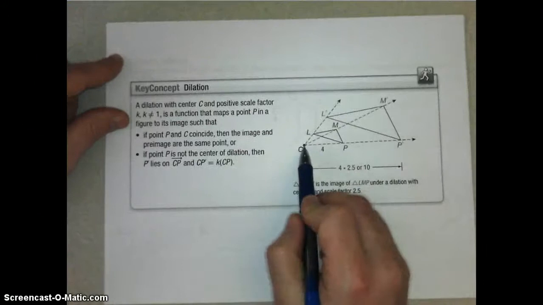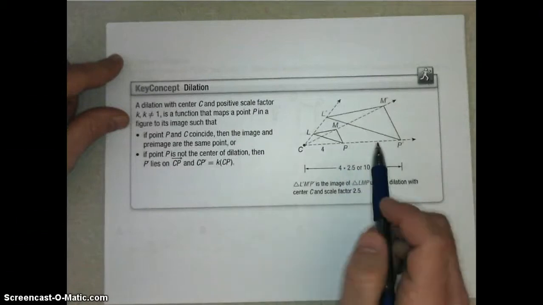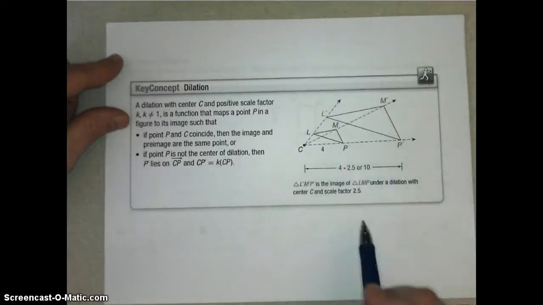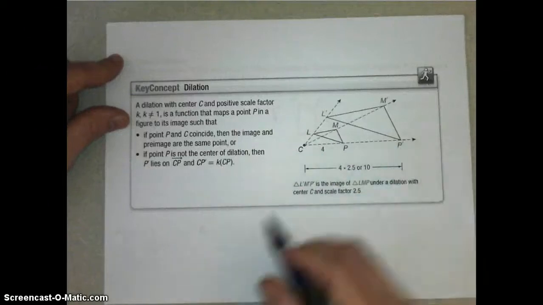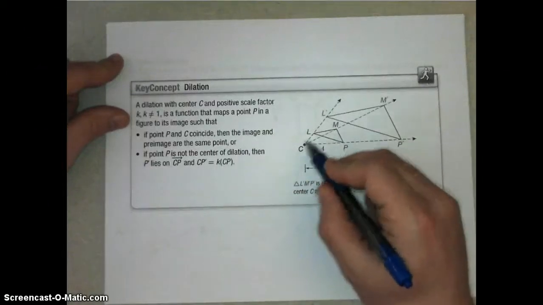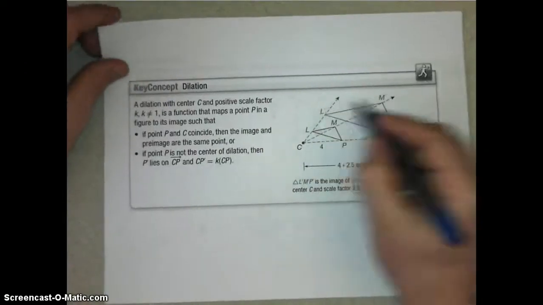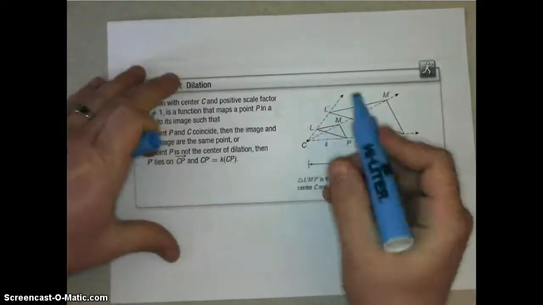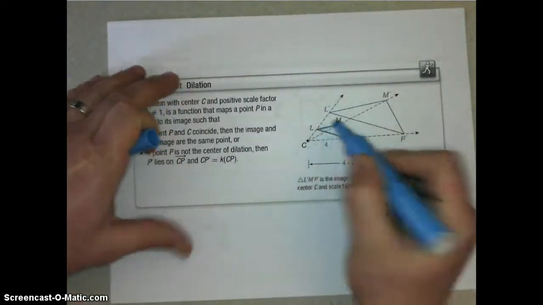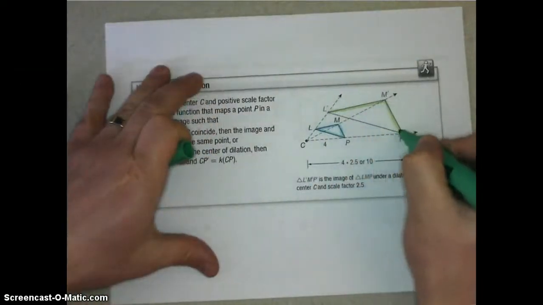meaning this length, CP is 4, CP prime is the scale factor times 4, and we're using a scale factor of 2.5 here. So 4 times 2.5 is 10. We could do the same type of measurement to get from CM to CM prime and CL to CL prime. And notice we're using this prime notation for the image after the dilation. In your book, you're going to notice that the original figure is in blue and the dilation image is in green.